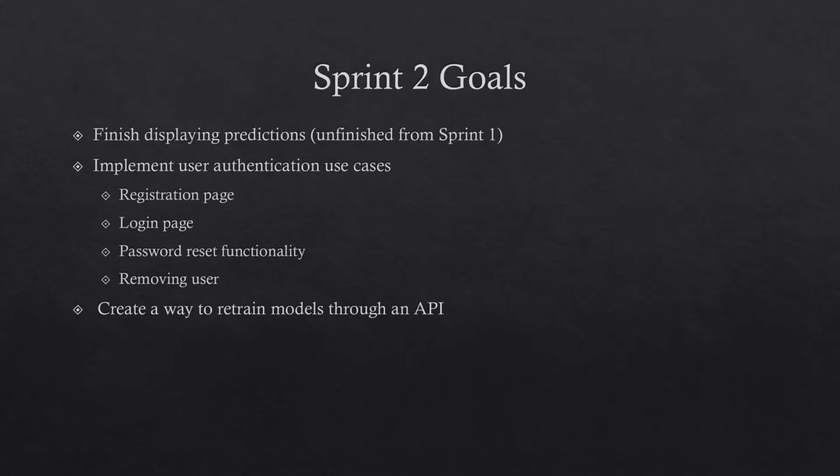Here are the goals we set out to accomplish this sprint. First, we wanted to finish displaying the predictions of our 3 machine learning models in charts on our website. This was a task that we didn't fully finish during our last sprint, but we were able to finish it this time. We also wanted to have a fully functioning user authentication system that allowed for users to create accounts, log in, stay signed in, and reset their passwords in case they forget them. We also wanted to be able to remove users just in case. Finally, we wanted to set up an API that could be called to retrain our models automatically rather than retraining them manually.